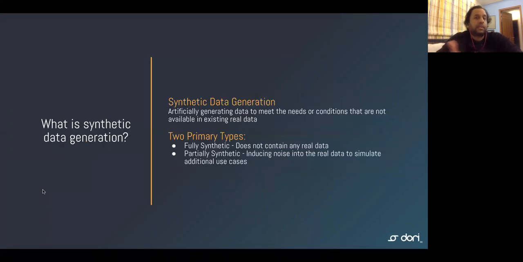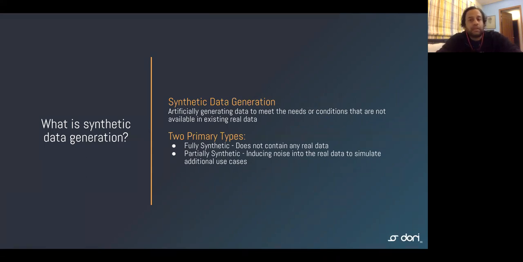So what is synthetic data generation? Synthetic data generation is the process of artificially generating data to meet the needs or conditions that are not available in existing data sets. What that means is you're trying to compensate for a lack of data that you don't have access to or are unable to obtain.